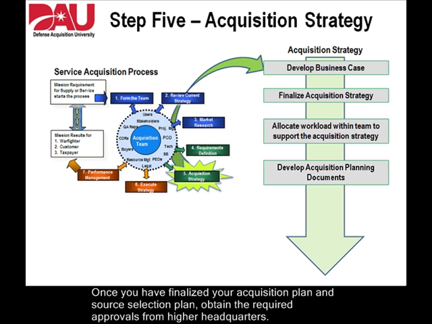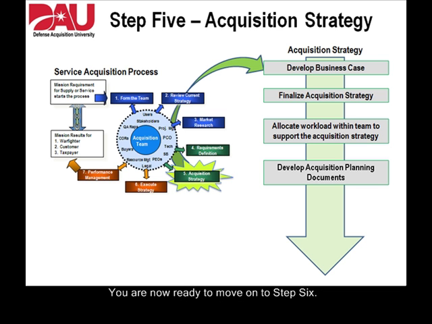Once you have finalized your acquisition plan and source selection plan, obtain the required approvals from higher headquarters. You are now ready to move on to Step 6.